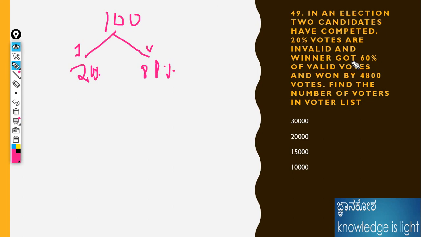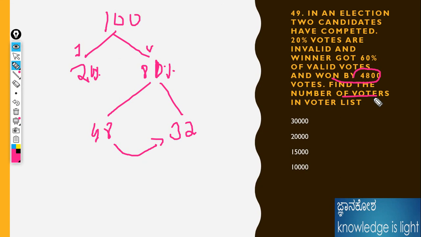The winner gets 60% of valid votes. That means 60% of 80, that is 48. Among 80, the remaining is 80 minus 48, that is 32. Okay, fine. Finally, how much percentage did he get? The difference between the two candidates is 4,800 votes. Find the number of voters. How many voters are present?